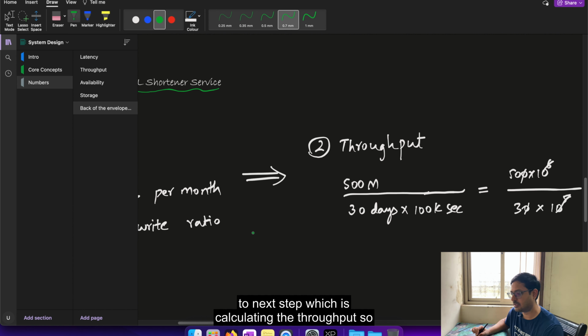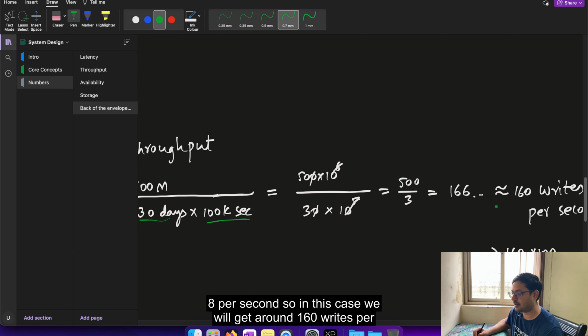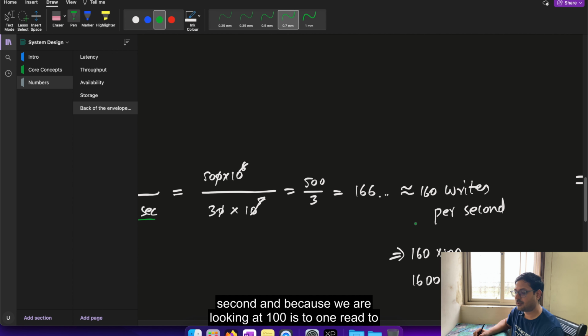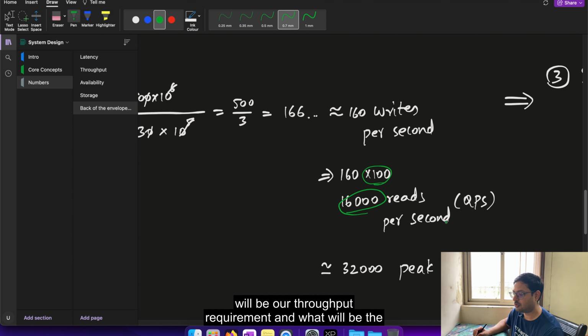Now we will go on to the next step, which is calculating the throughput. So like I said, once we have the number of reads or writes required per day, we can calculate the throughput. In this case, we are given that 500 million per month. So we will divide it by 30 to get it per day, and then we will divide it further with 100k to get the number of writes per second. So in this case, we will get around 160 writes per second. And because we are looking at a 100:1 read to write ratio, we will just multiply this number with the number of reads. We will get 16,000 reads per second. So this will be our throughput requirement.